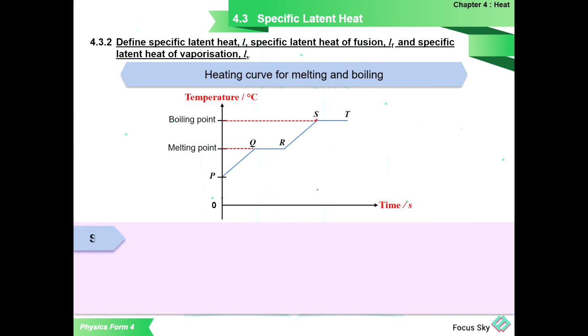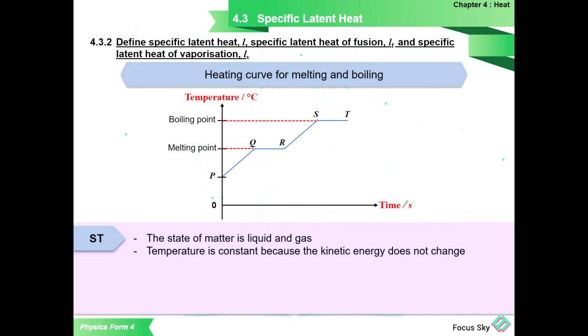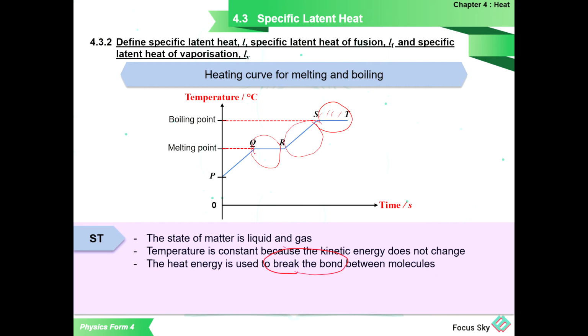Okay, what happened at S? Dia dah start jadi gas. So heat yang bagi kat dia tadi, dia dah tak guna untuk kinetic energy, tapi dia guna untuk break the bond between molecules. So dia nak bebaskan diri dia. Okay, so this explanation equal to this explanation. Just the state of matter is different. Same goes to here. This part of explanation equal to this part of explanation.